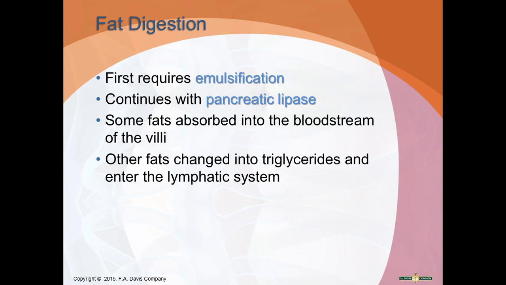So let's take a look at fat digestion. It first requires emulsification. It continues with pancreatic lipase. Some fats are absorbed into the bloodstream of the villi. Other fats are changed into triglycerides and enter the lymphatic system.